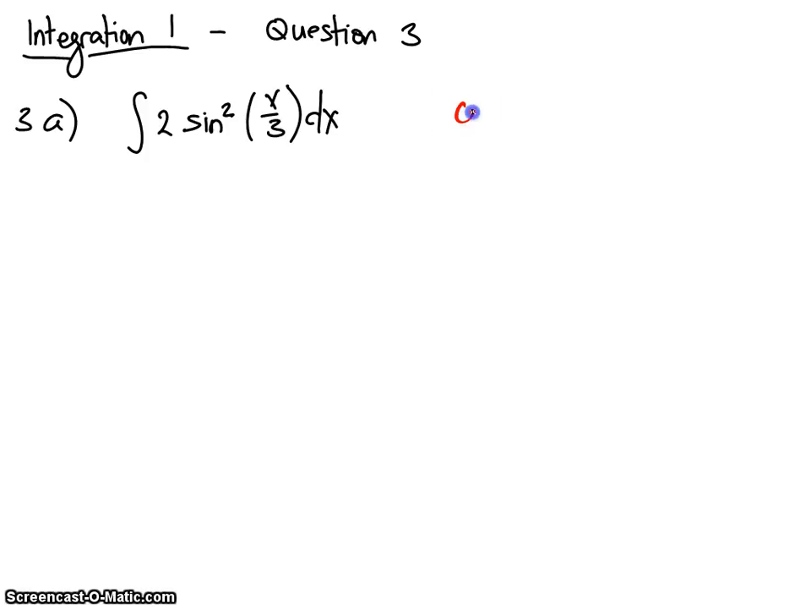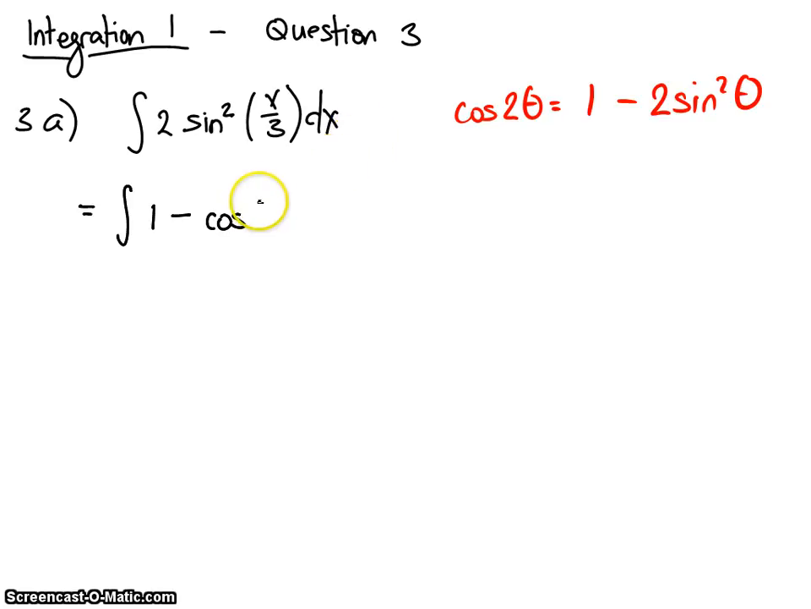You guys remember this one, where cosine 2 theta is equal to, and there's actually 3 things it's equal to, but the key one we're going to use here is 1 minus 2 sine squared theta. So in this case, I've got my 2 sine squared theta. I'm just going to move this over and then this back. So what do I get? I get the integral of 1 minus cosine of 2x over 3. And you see, what I've done here is I've removed any power on my trigonometric function.